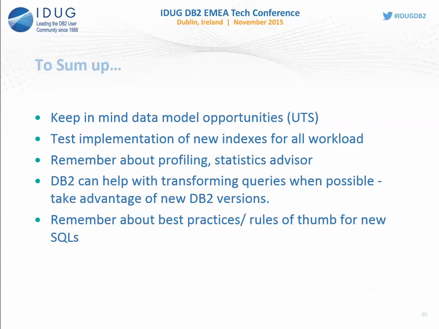Conclusion. Keep in mind the data model. The example number two was about UTS table spaces. We converted segmented table space into PBR. And when you want to implement new indexes, remember statistics. Remember about profiling and statistics advisor, and DB2 can help you with transforming queries. And remember about best practices and rule of thumb for new SQLs.